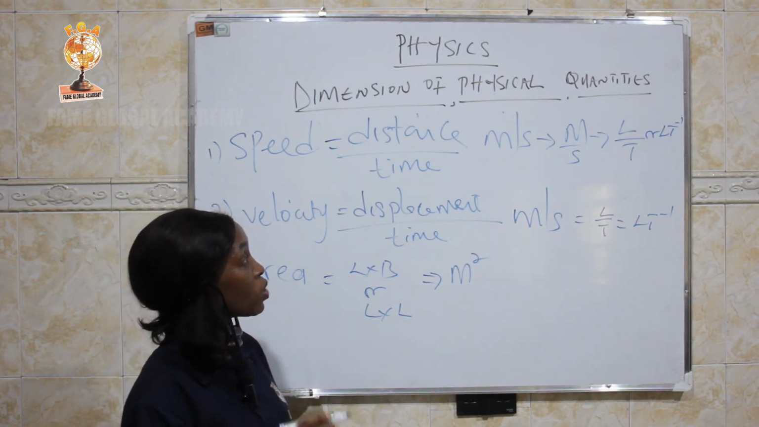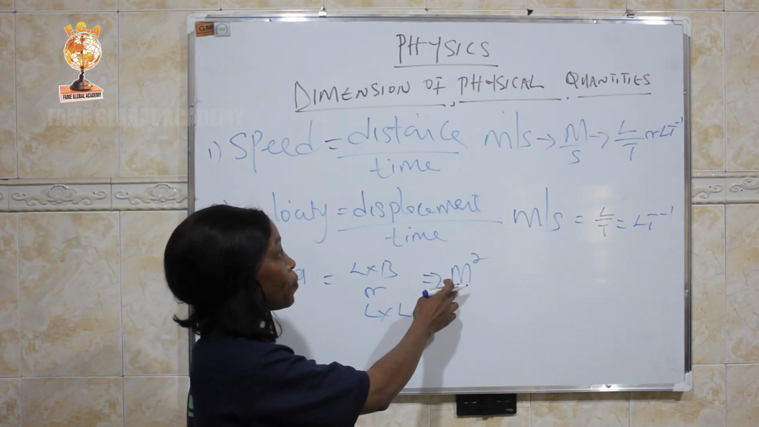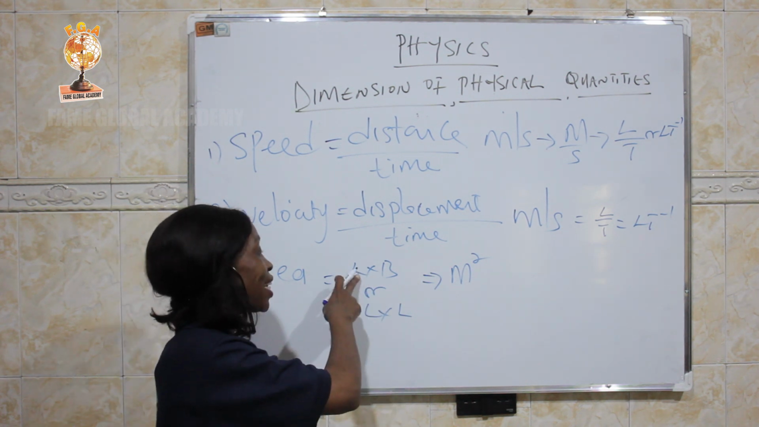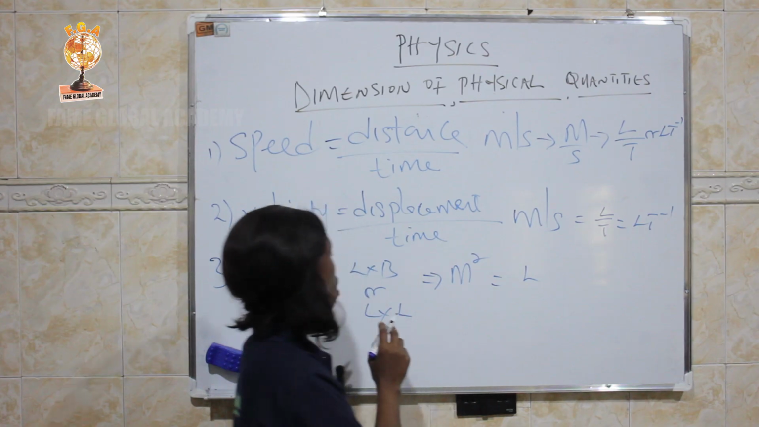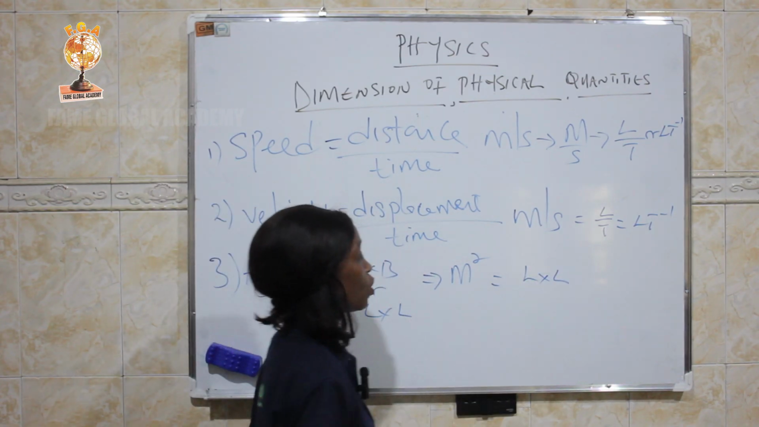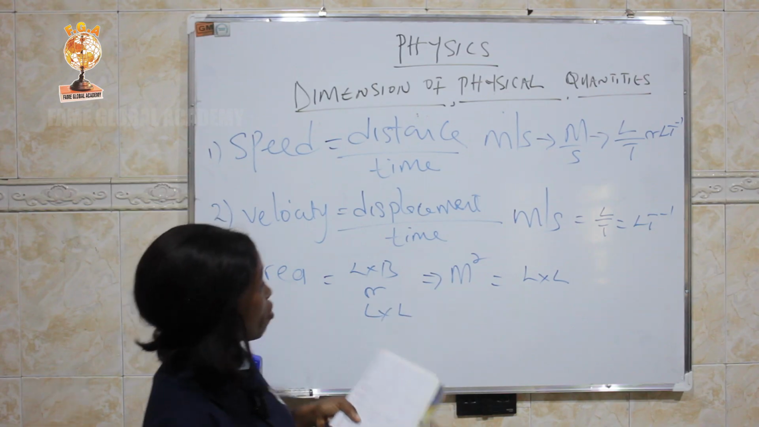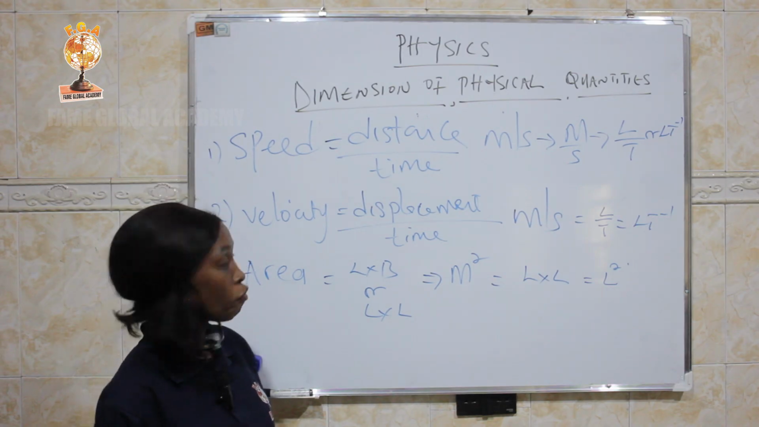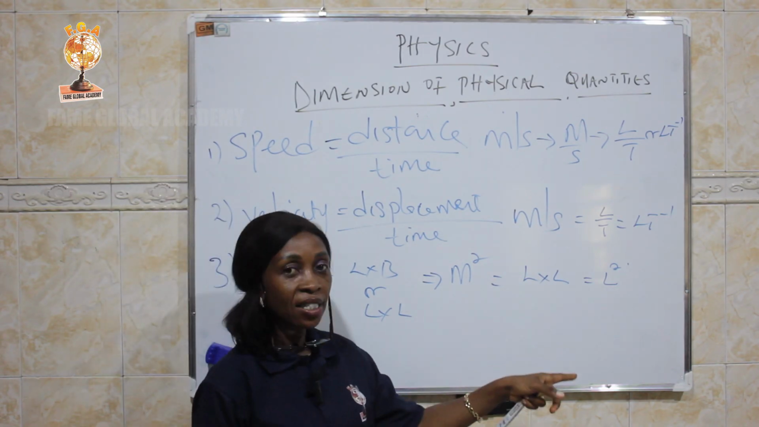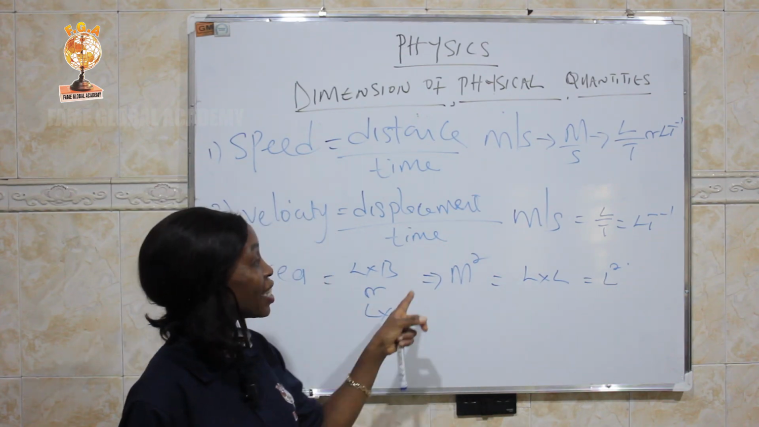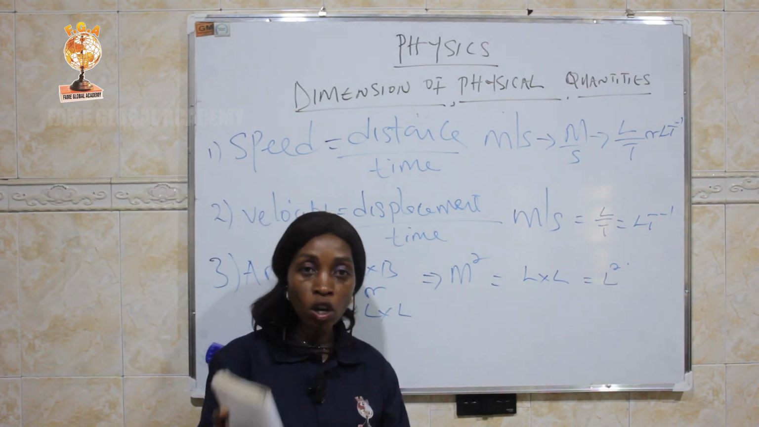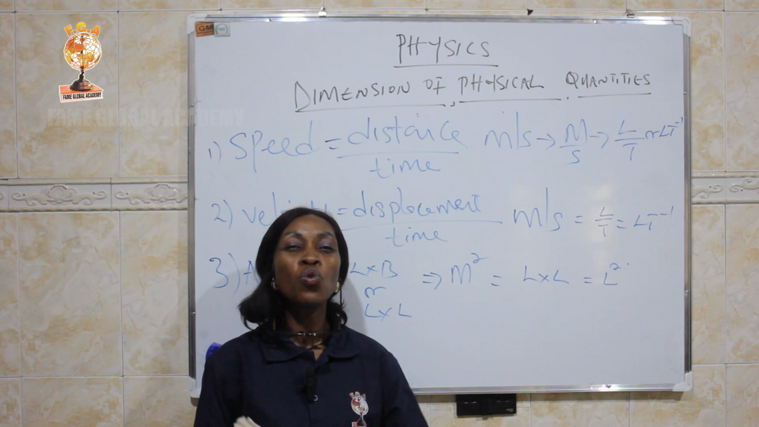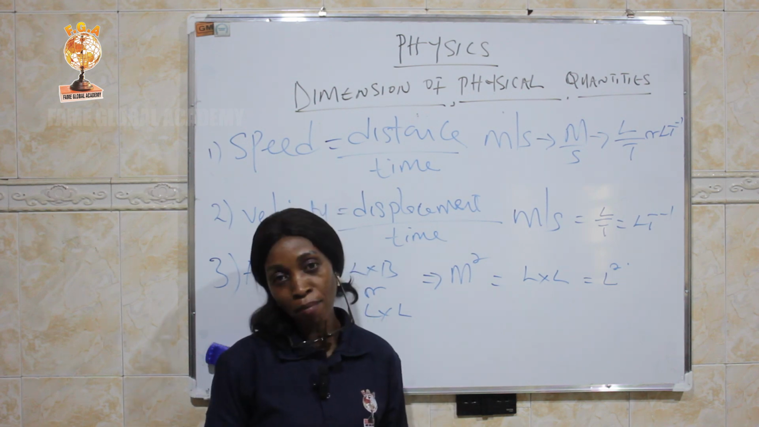So the dimension, remember we said the dimension for M is in meters, but that is the SI unit. Remember we said that length is represented as what? L. Another length is also L. So the dimension for area is L squared. Length times length becomes L squared. And the SI unit is meter squared. Please do not mix it up. Dimension and SI unit are not the same. But the SI unit will help you in finding the dimension.